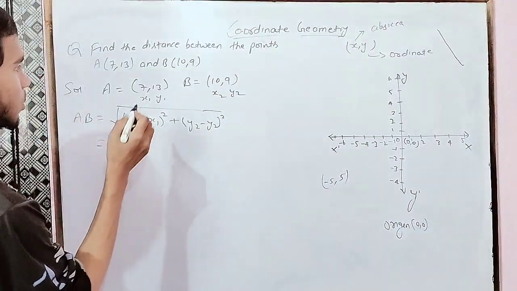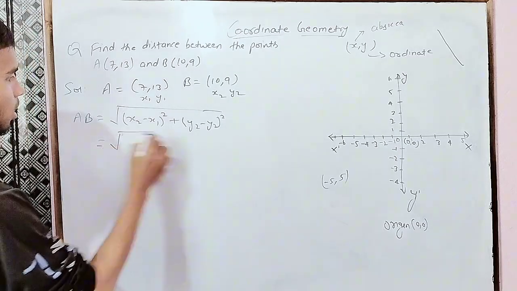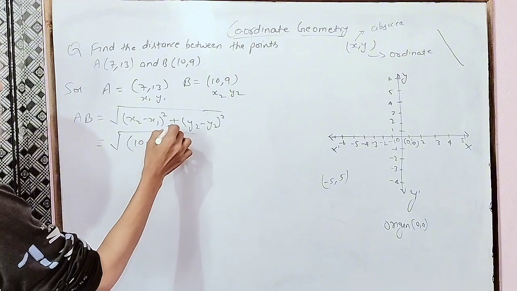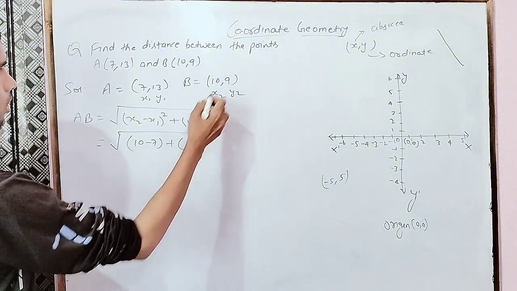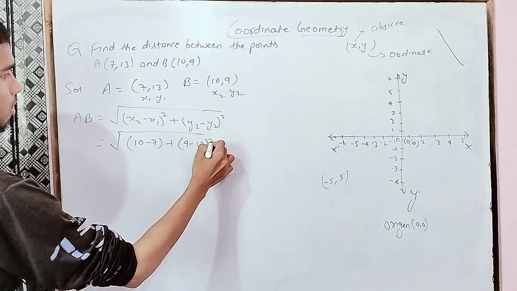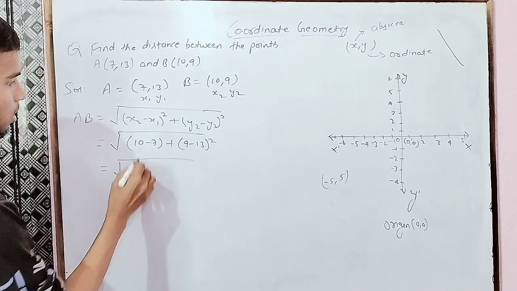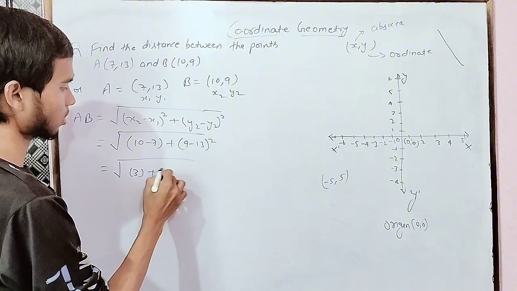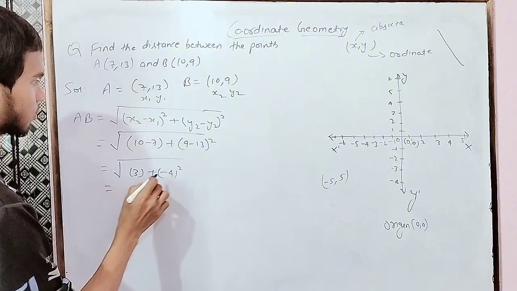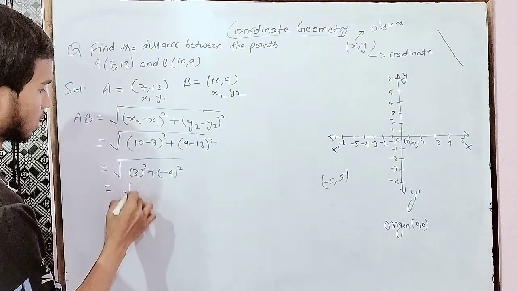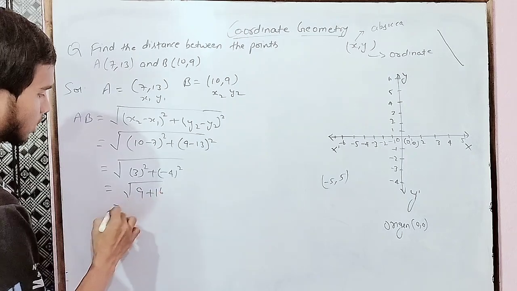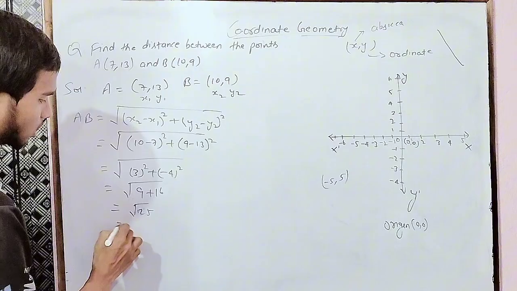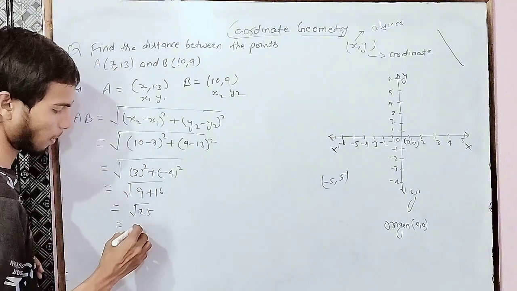So here we will substitute each value of a variable. Here x2 is how much? 10, 7 plus y2 is 9 minus 13. We will simplify it further. So 3 plus minus 4. Okay, now this is squared. 3 threes are 9, 4 fours are 16. It will become 25, and 25 is a perfect square. So it will become 5.